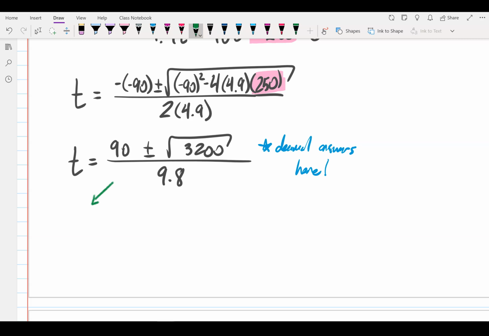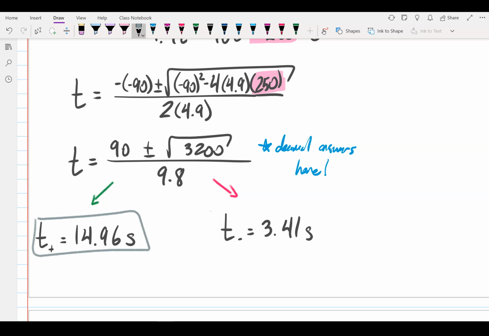So let's take our positive answer and our negative answer, treating the plus and minus, right? So our t, if we take the plus, 14.96 seconds. Sounds reasonable. T, if we take the minus, 3.41 seconds. All right, both of these are not negative, so it looks like we can accept them both. What do they mean?